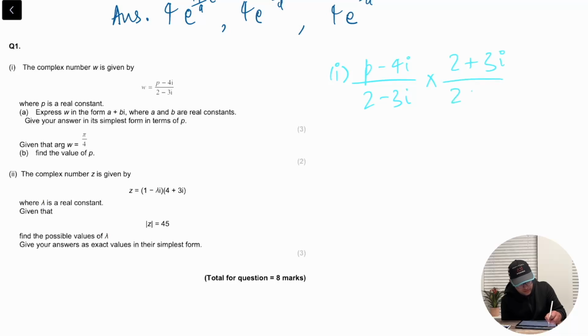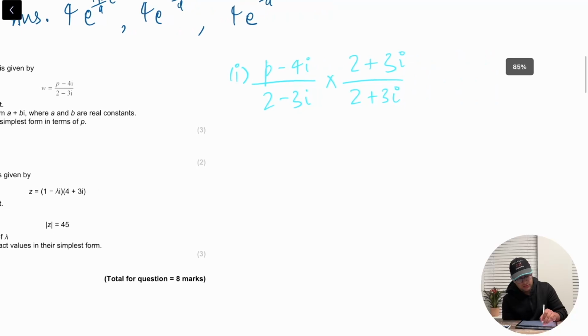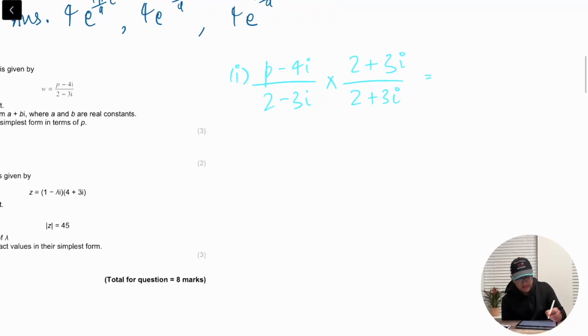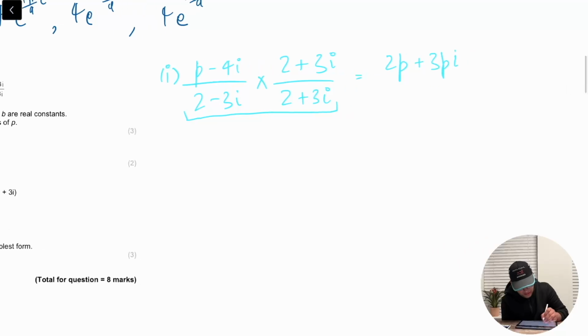So it's going to be times 2 plus 3i over 2 plus 3i. And why is that? Because now the denominator becomes the difference of two squares. So let's multiply out the numerator. It's going to be 2p plus 3pi minus 8i, and then minus 12i squared, which is just plus 12, right? Over 2 squared minus 3i squared.